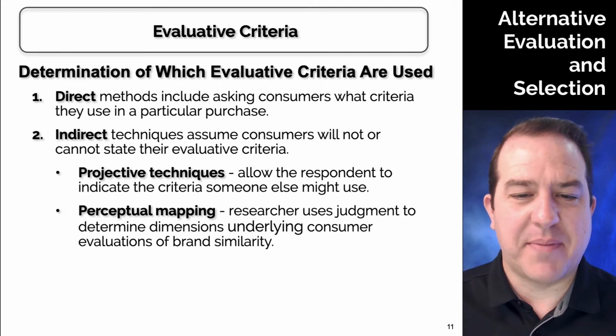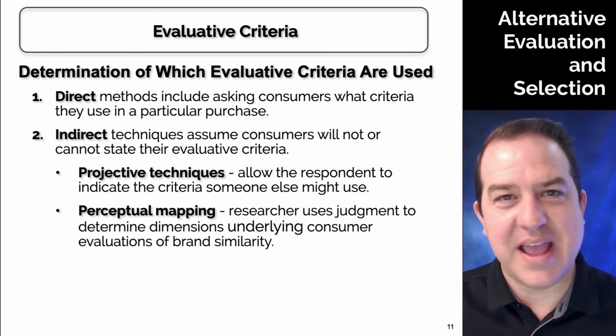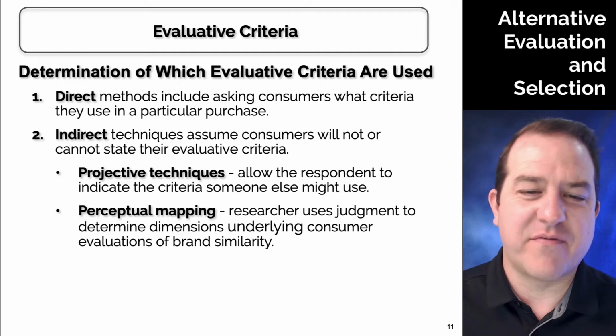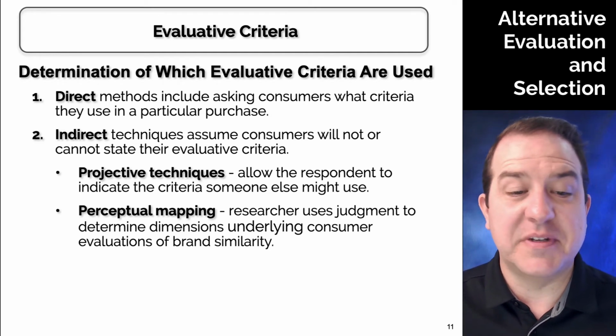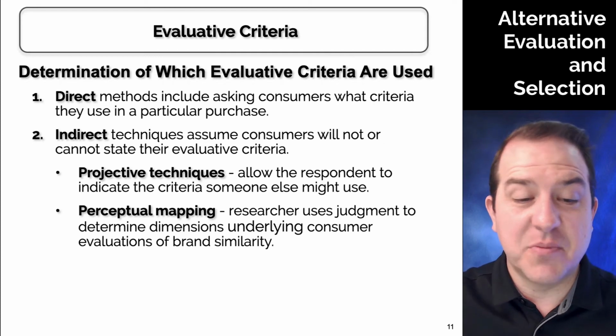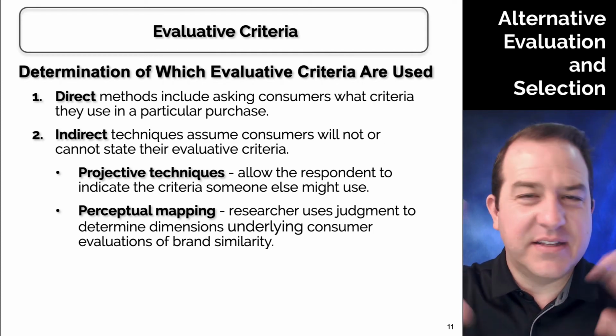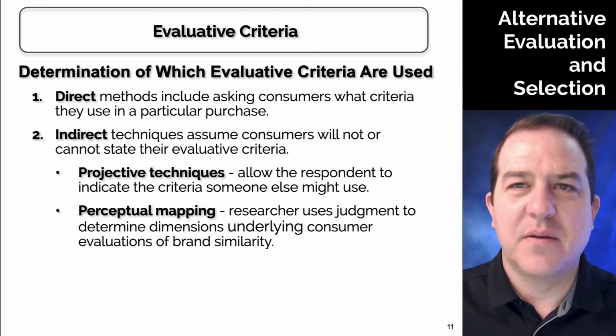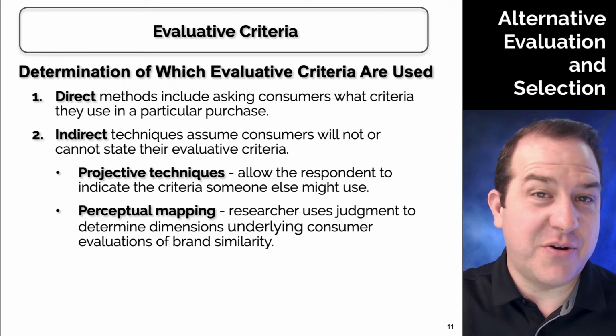And then perceptual mapping. We're going to show you this in a second. I can't wait to show you this because I have a fun one about French fries. But researchers use judgment to determine dimensions and underlying consumer evaluations of brand similarity. And it's a way that we can almost visually put out all the differences. So I'm going to show you right now.